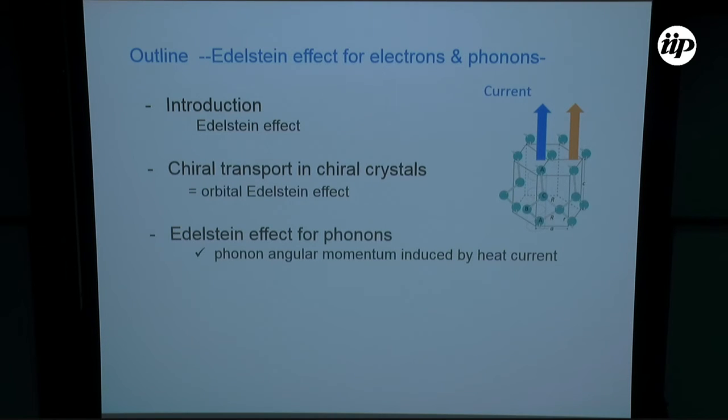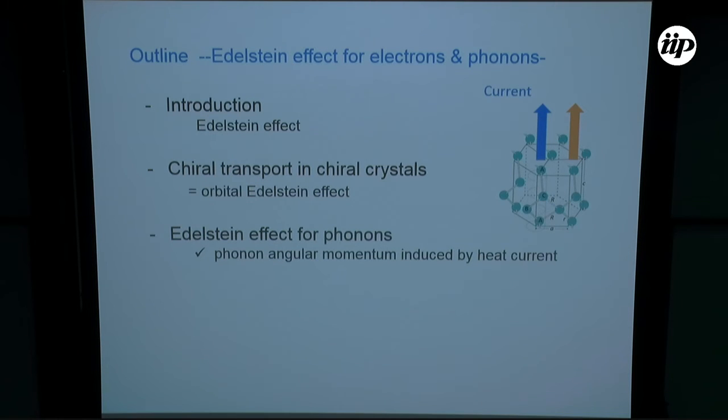We first introduced the well-known Edelstein effect, and we theoretically consider the orbital analog of this kind of effect, which we call chiral transport. In this case, we consider a crystal with a helical structure. This kind of helix is like a solenoid. So if we flow a current, then magnetization will arise due to this crystal structure, and we can regard this as an orbital analog of the Edelstein effect.